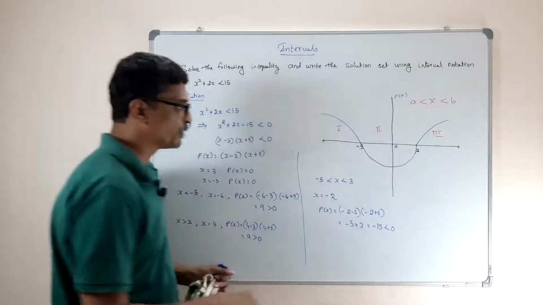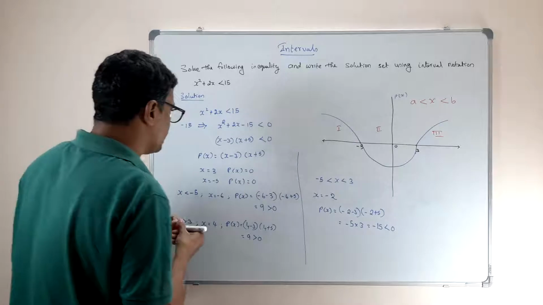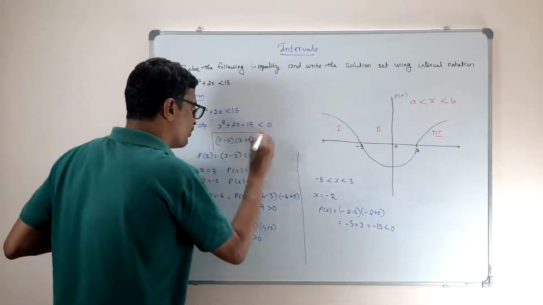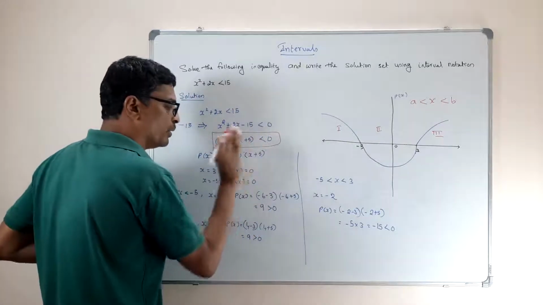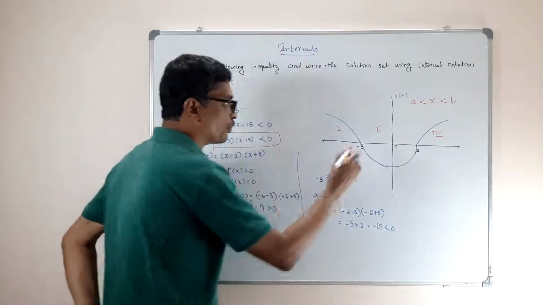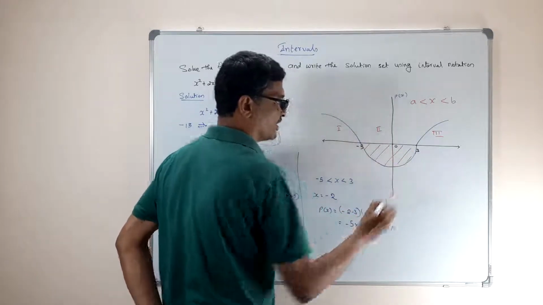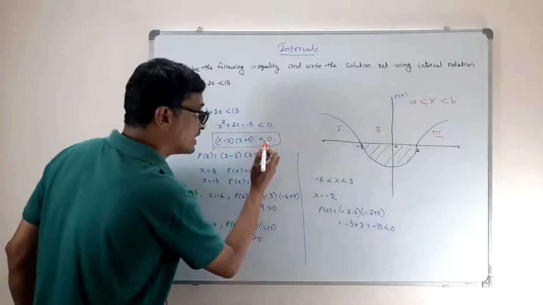Tell me, what will be the required region? The valid region? Because this is the condition we want, right? So this p of x has to be less than 0. P of x is this, right? Has to be less than 0. So p of x is less than 0 only in this region, the second region.